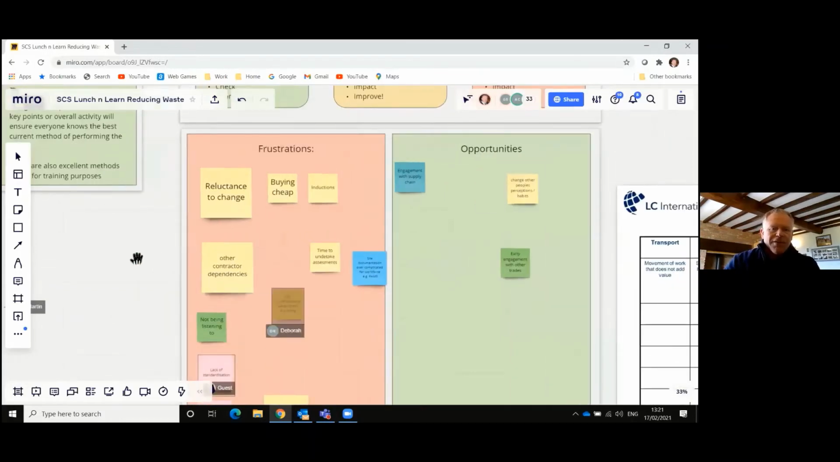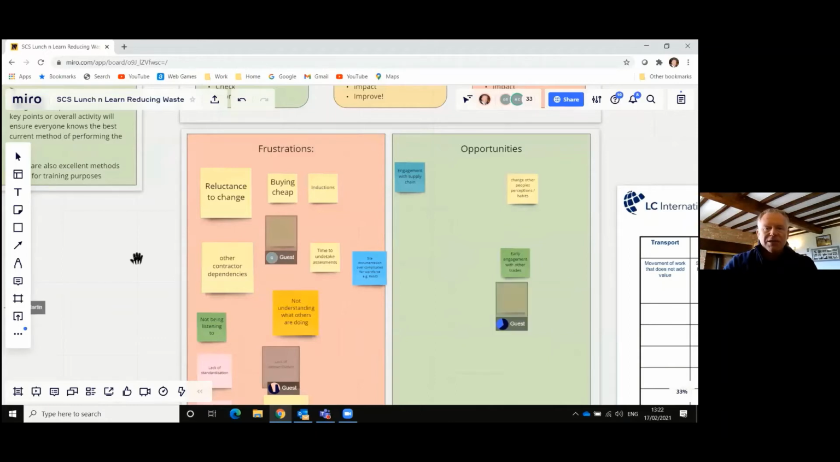Buying cheap. Yes, think about, what is the cost of poor quality? So buying cheap up front might actually cost more in quality problems later on in the project. And this is something that you might have to talk to with your planners and your procurement teams.